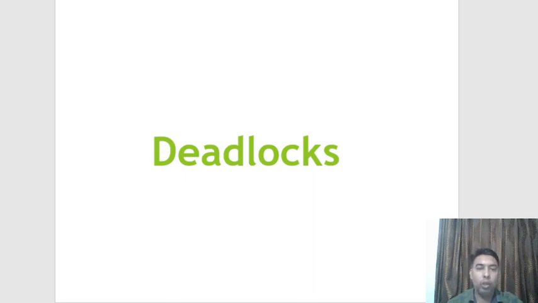So what is a deadlock? A deadlock is defined as a situation where a set of processes are blocked because each process is holding a resource and waiting to acquire a resource held by another process.